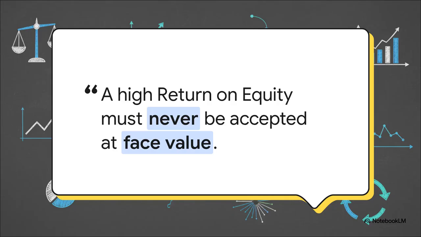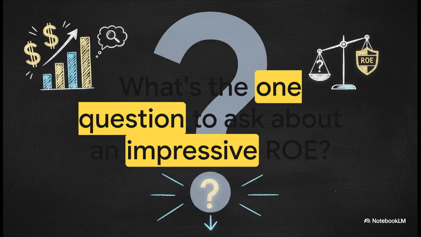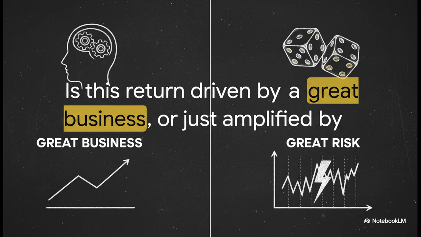So, if you only remember one thing from all of this, please let it be this. A high ROE is just the beginning of your homework, not the end. You absolutely have to look under the hood. And that leaves me with one final thought, one powerful question I want you to ask yourself from now on every time you see a company with a flashy ROE. Just ask, is this return coming from a genuinely great business, or is it just being amplified by a whole lot of risk? Answering that one question, well, that's the difference between being a smart investor and just a gambler.